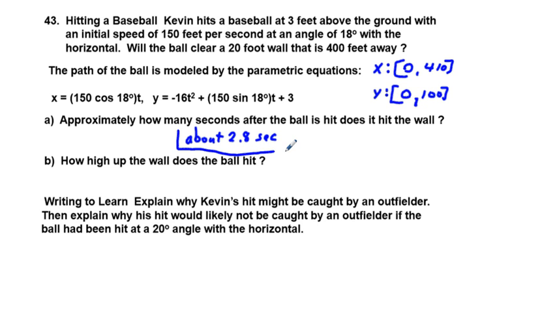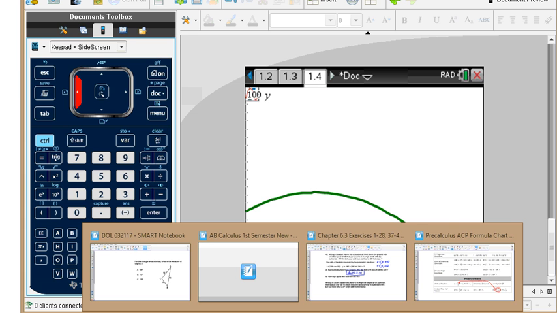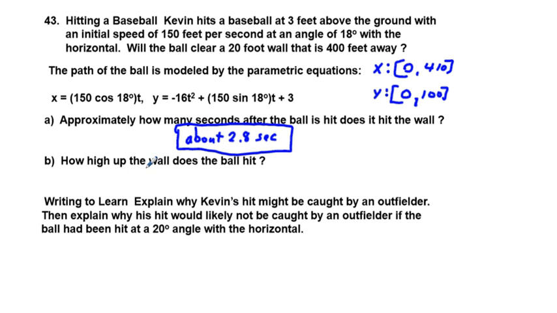Okay, and then next, how high up in the wall does the ball hit? Well, we look at our height at 399 feet away from home plate. We're at a y value of 7.35 feet. So we will say about 7.35 feet above ground.